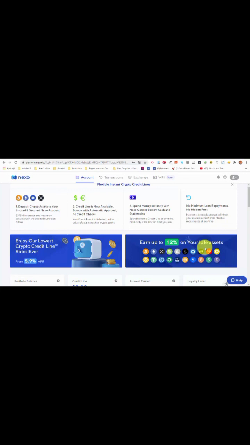They offer some very attractive, and sometimes different types of promotions for lending cryptocurrency and earning on your cryptocurrency that you don't use by lending it. You can see that you earn up to 12%.